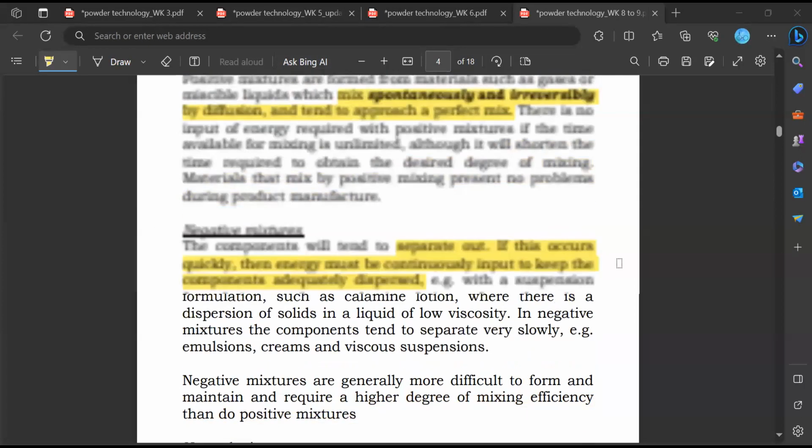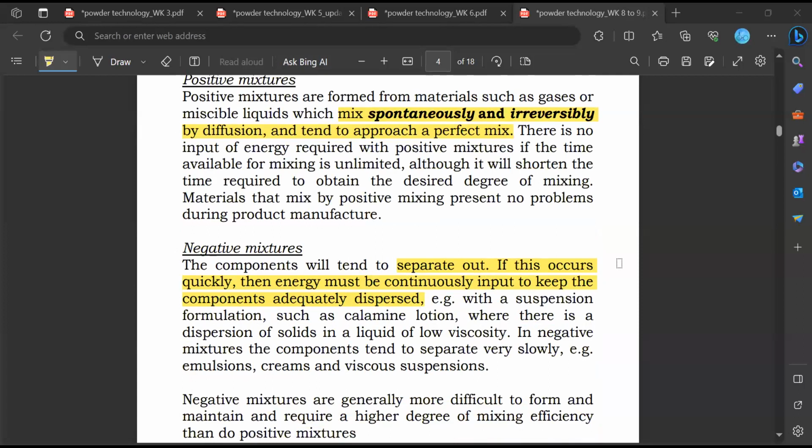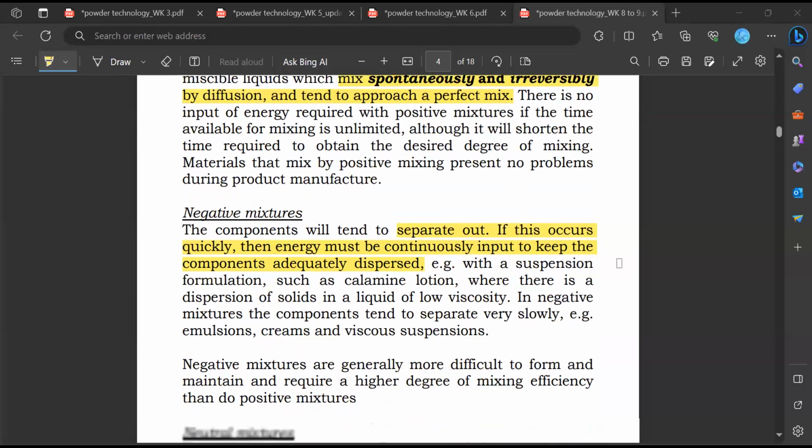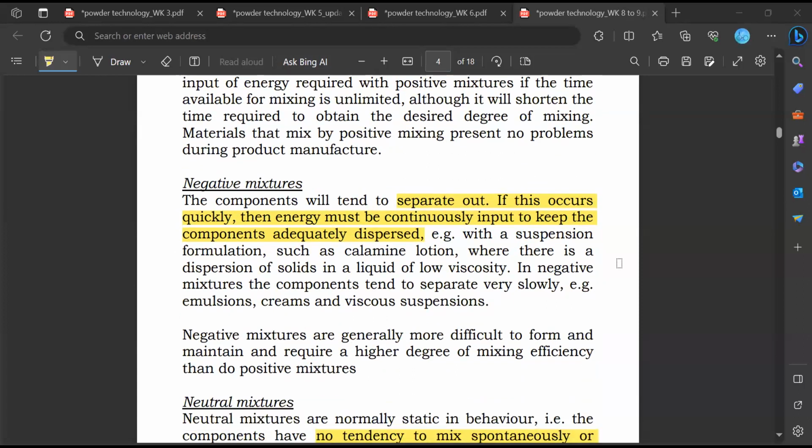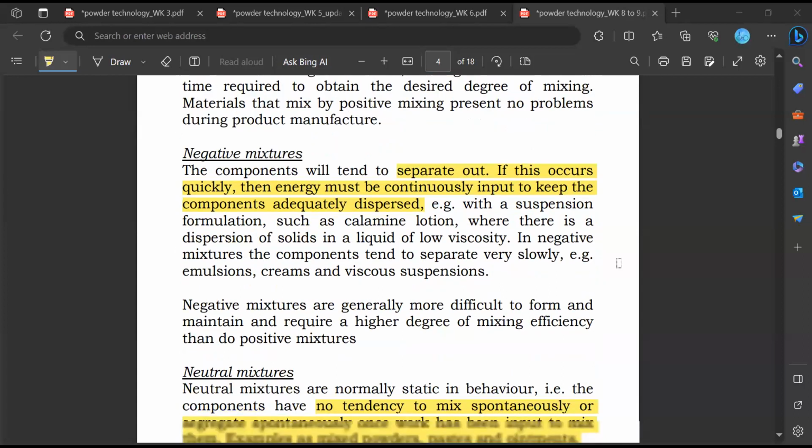Okay. So, types of mixtures: positive mixture, where it mixes spontaneously and irreversibly, approaches a perfect mix. Negative mixtures separate out, and you usually need to keep on stirring them. Examples of this are emulsions, creams, or mostly suspensions.